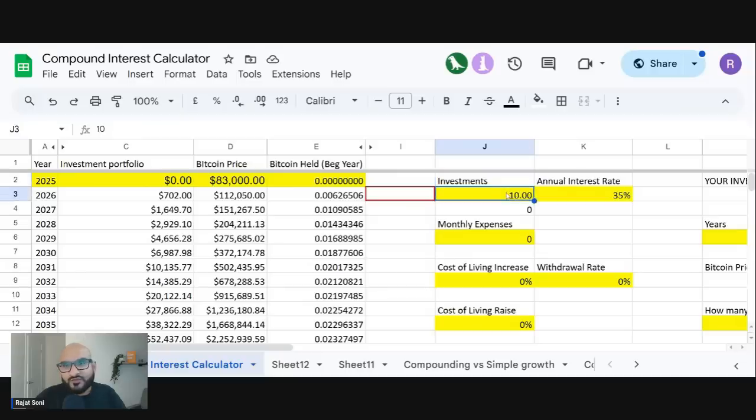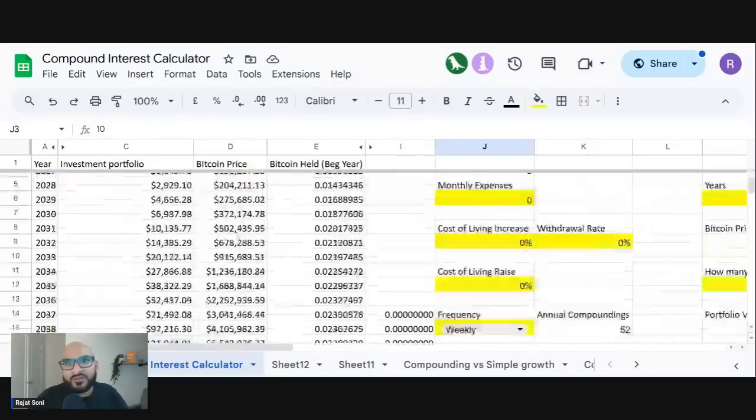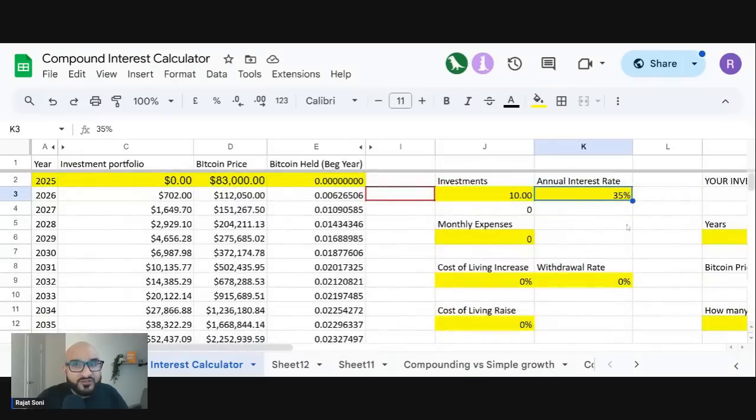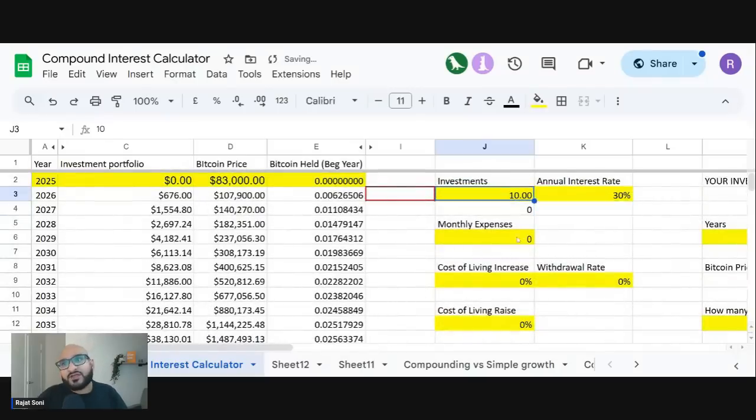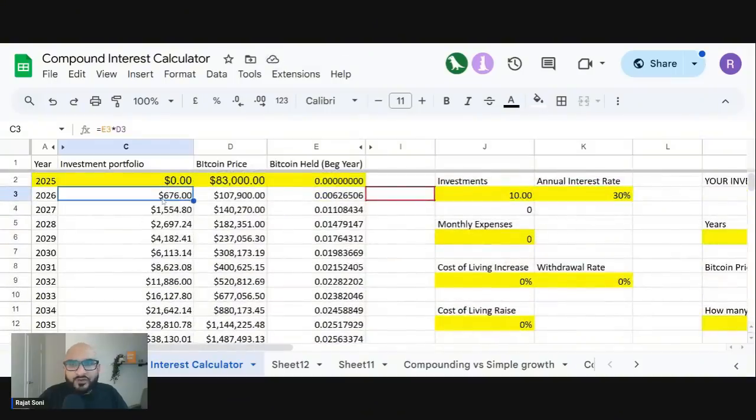So we can see here, if you invest $10 per week into Bitcoin at a 35% growth rate, let's go even more conservative. We'll go with 30%. If you invest $10 into Bitcoin every week at a 30% growth rate, after 1 year, you're going to have $676. After 2 years, you're going to have $1,554. After 3 years, you're going to have $2,700. After 4 years, you'll have $4,200.